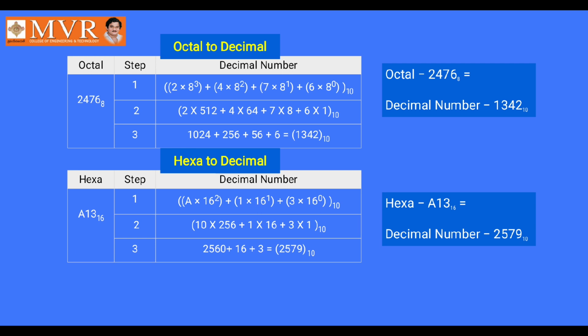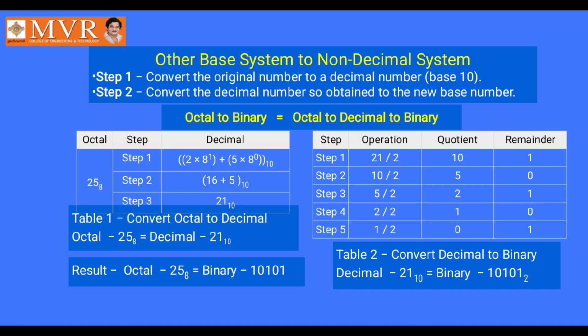And if it is given in hexa value, convert it into octal or binary. So that we will discuss. Just concentrate a little bit on this, because it is somehow a tricky process. Now, converting other base systems to non-decimal.